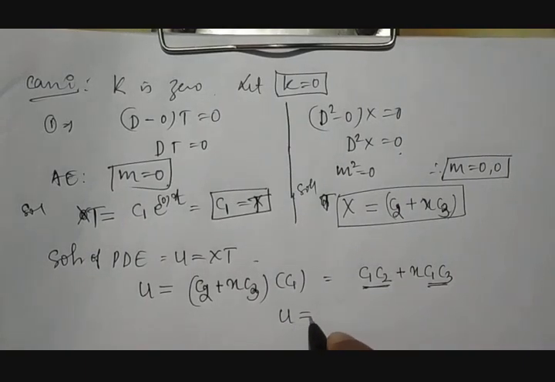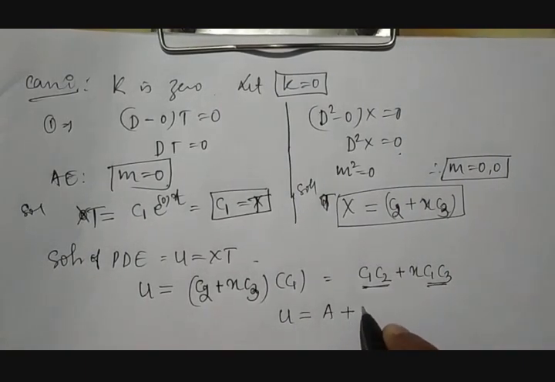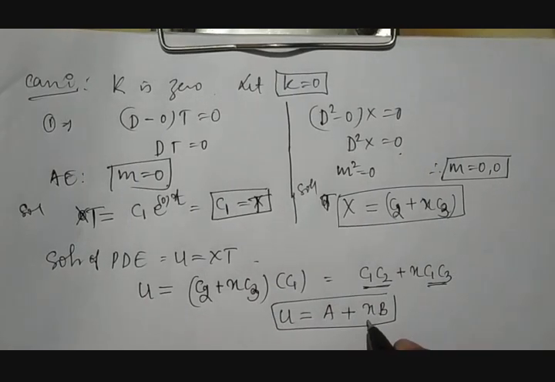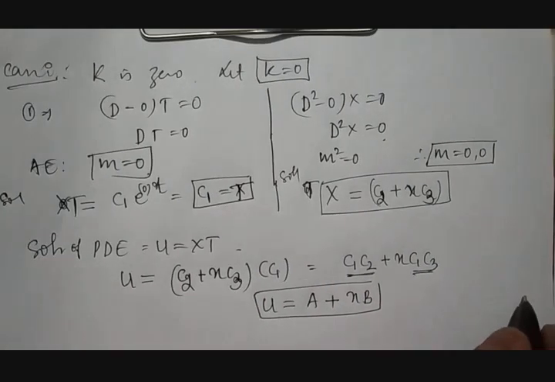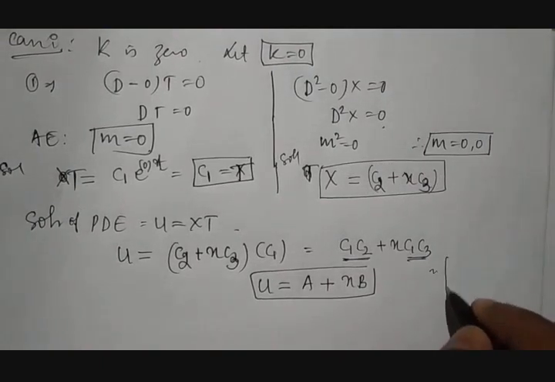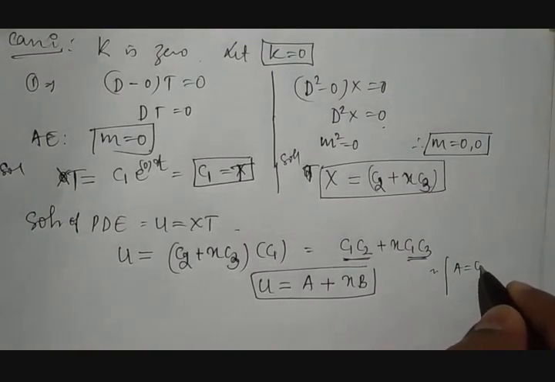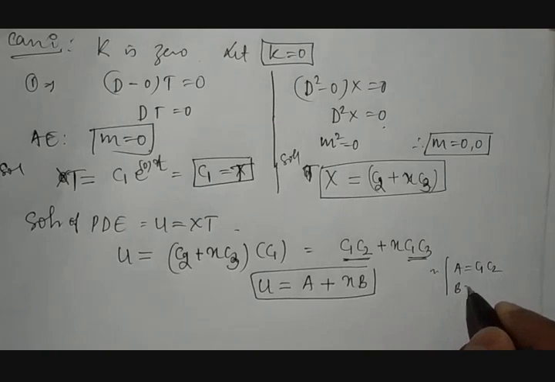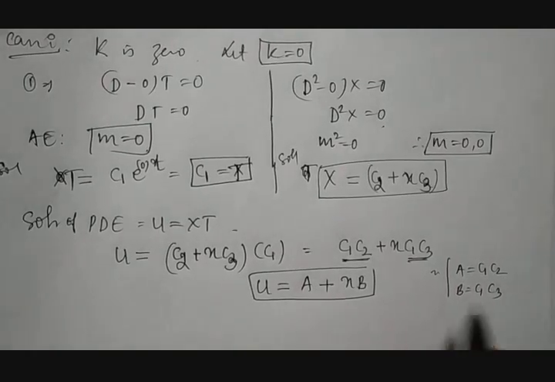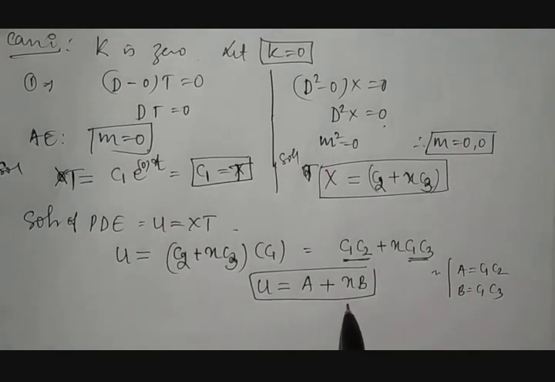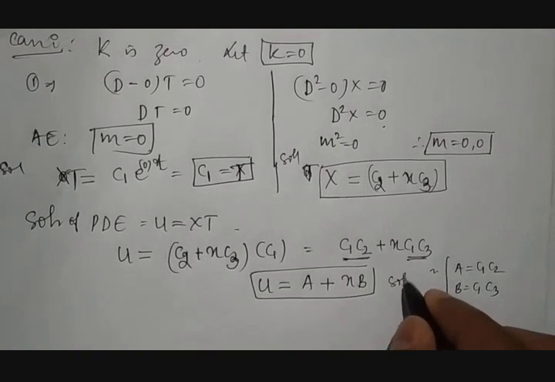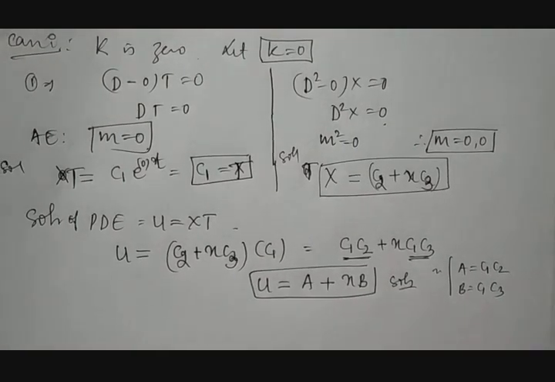Then it will be u is equal to A plus x into B. The result we got is the equation of a straight line, where A is nothing but C1 C2 and B is nothing but C1 C3. That is not required; if you keep this much, it is more than enough. But this will be the solution for the partial differential equation.